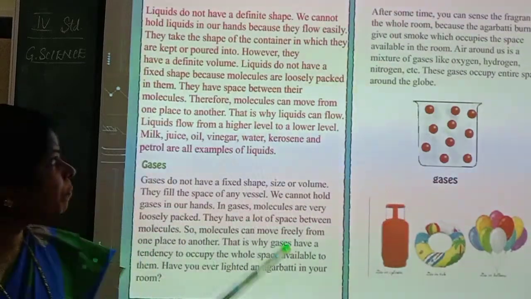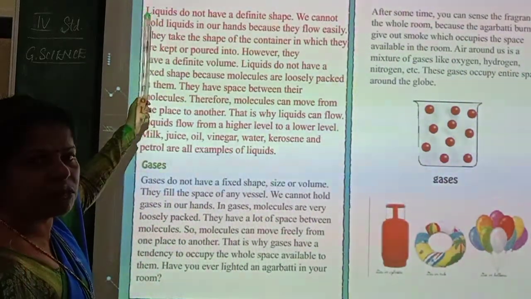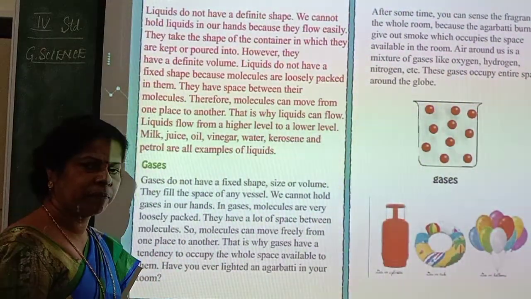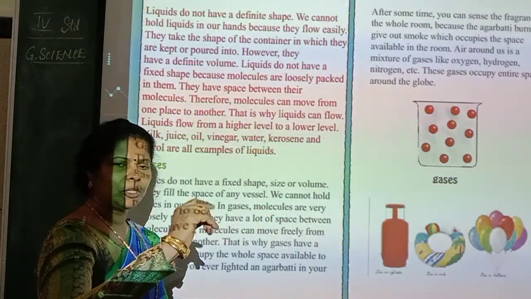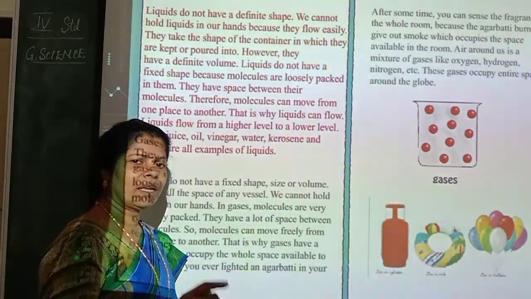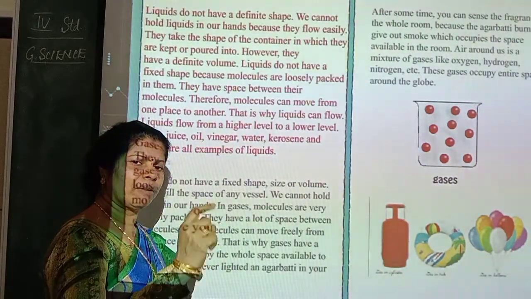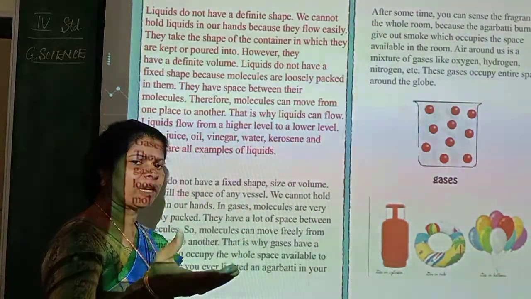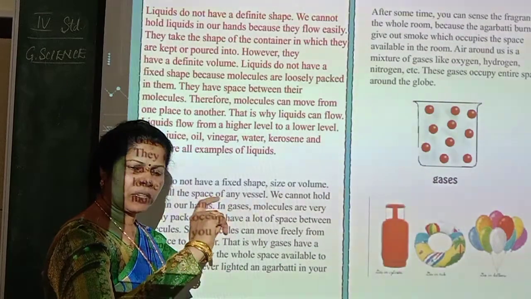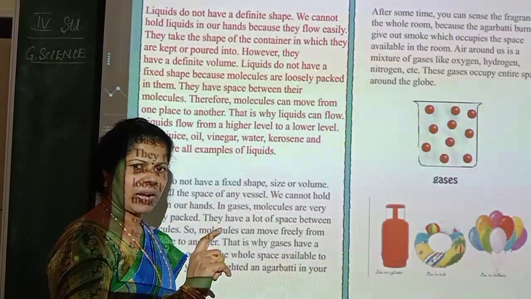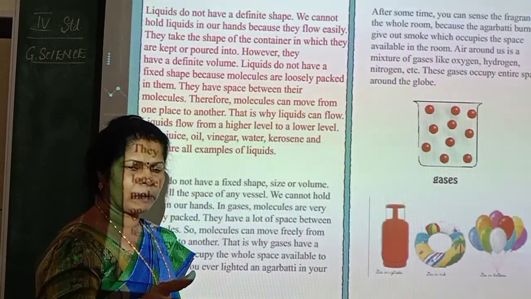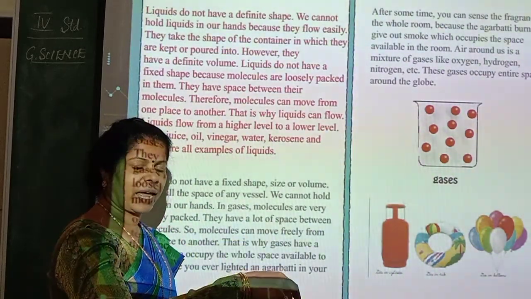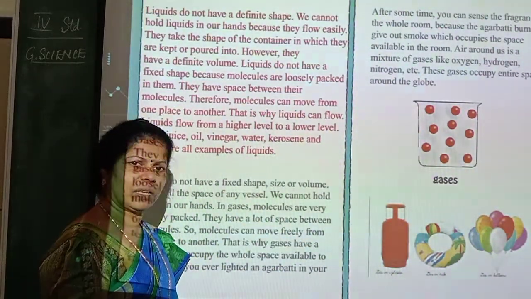Now you can see the liquids. Liquids means, especially, you can see water. Everybody has seen water, isn't it? So water, you take from a glass and pour into a bottle. What is happening? First, when it was in the glass, it had taken the shape of the glass. When you poured it into the bottle, what happened? It has taken the shape of the bottle. When you pour it into the can, what happens? It takes the shape of the can.